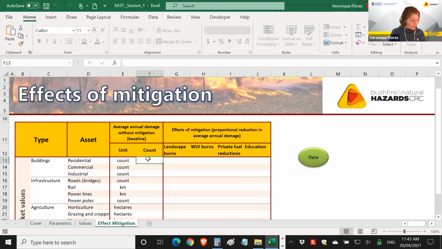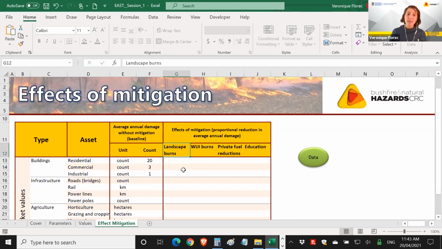So on page 9, we have a table that tells us the different levels of damage for each of the assets. So it's 20 houses or 20 residential buildings per year on average, 3 commercial and 1 industrial. And we just leave those 3 and then talk about, insert the reductions.